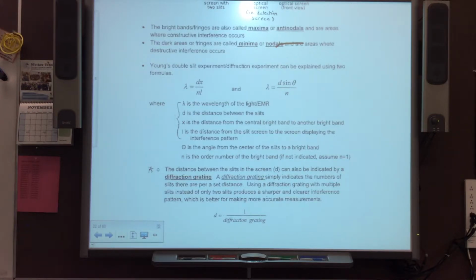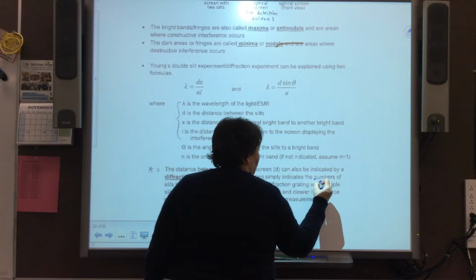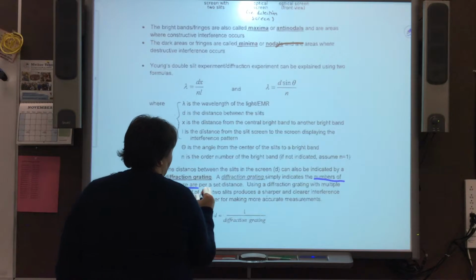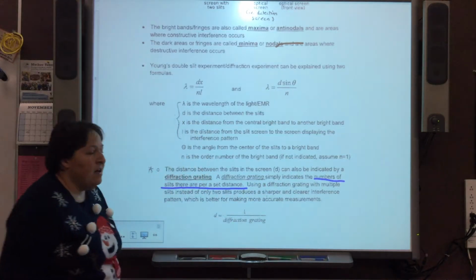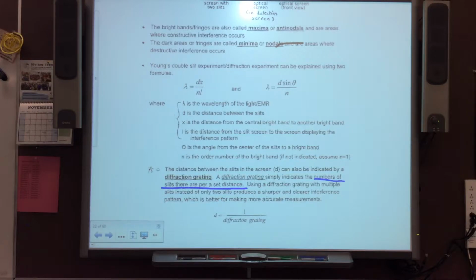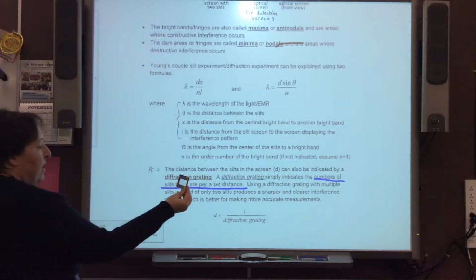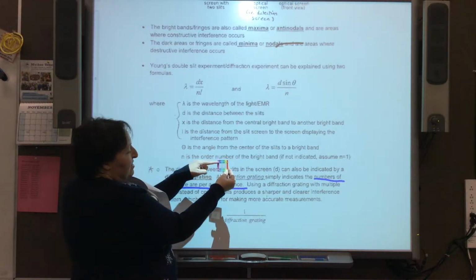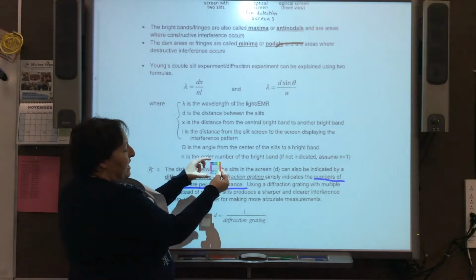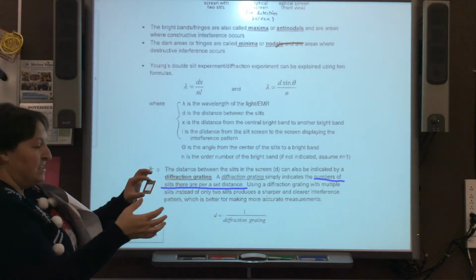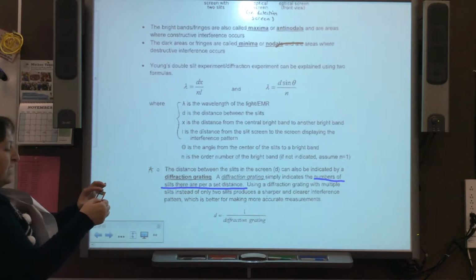The distance between the slits in the screen, which is indicated by D, can also be indicated by a diffraction grating. And a diffraction grating is the number of slits there are in a set distance. You'll be looking through these today. These ones here that I'm going to let you work with today say right here that there's 13,500 lines per inch. So that indicates to you just how close these lines are together.